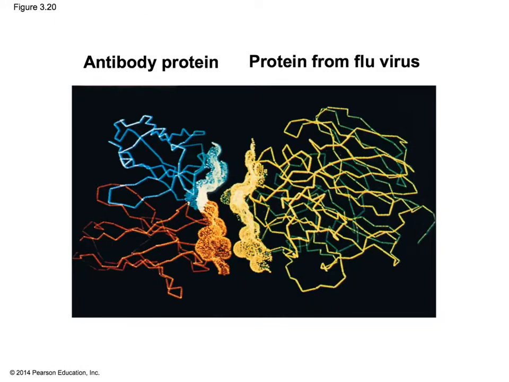This picture just shows two different types of proteins. We've got an antibody type of protein and then a protein in the flu virus, and you notice they go very closely, neatly fit together. So typically, proteins are very specific for what their function is, where their shape really relates to what they're going to act on.